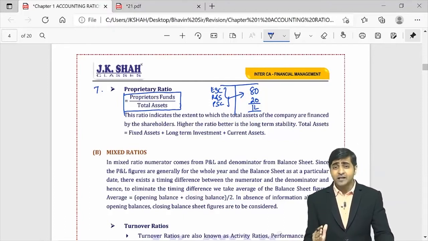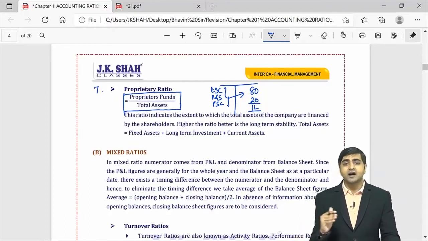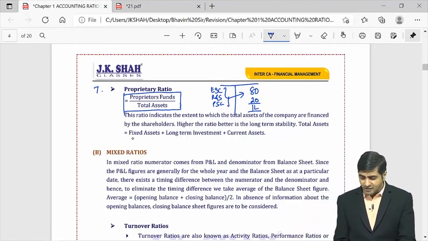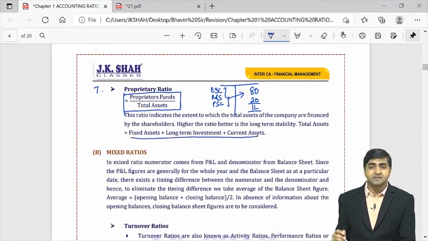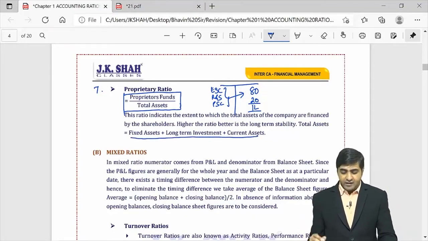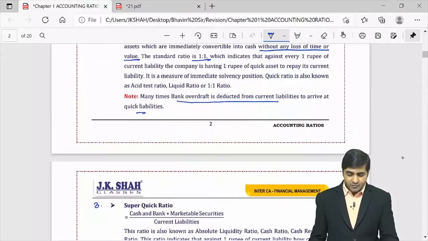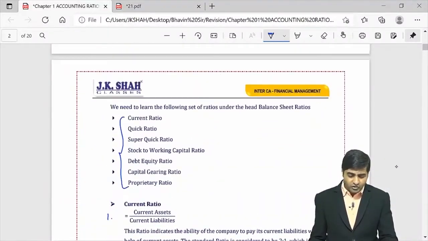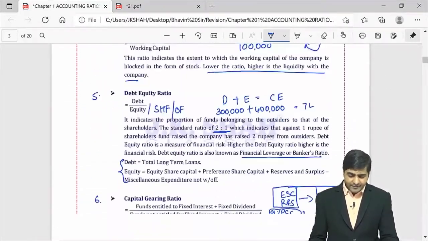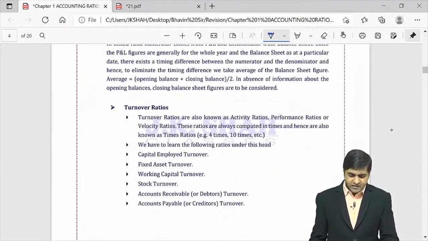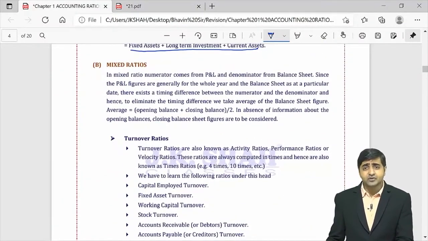So guys, your proprietary ratio is nothing but proprietors' funds upon your total assets. Now my dear students, your total assets is nothing but fixed assets plus long-term investments plus your current assets. These are your 7 ratios pertaining to your balance sheet ratios or your solvency ratios. And now let us start with your mixed ratios.